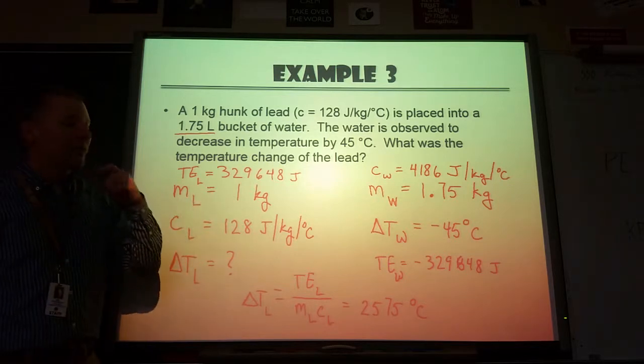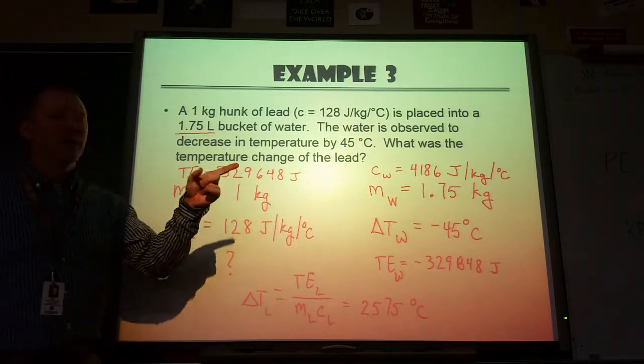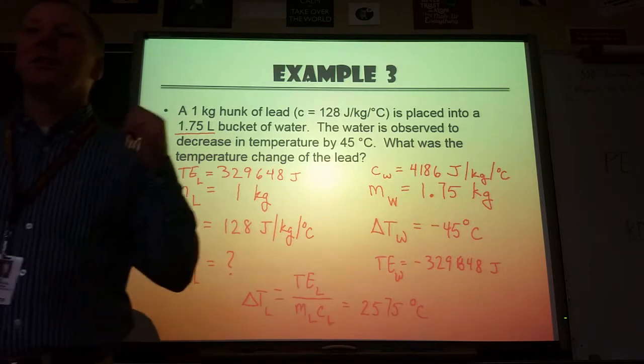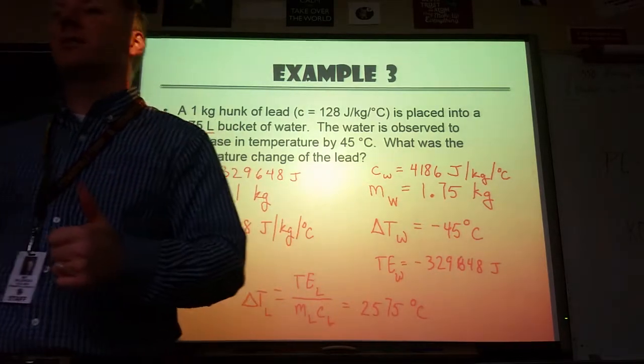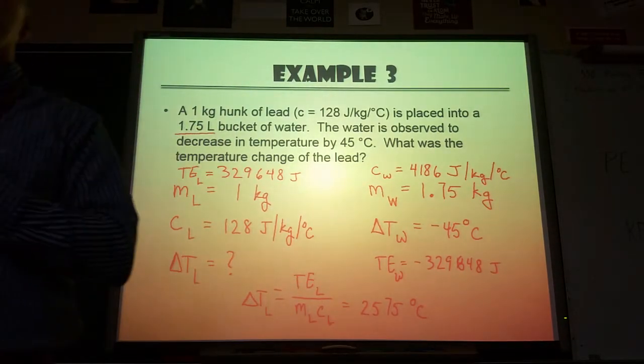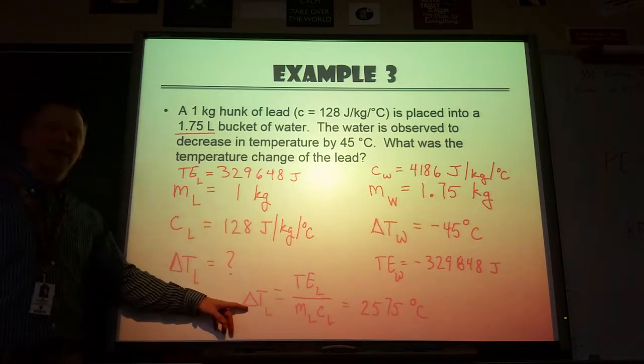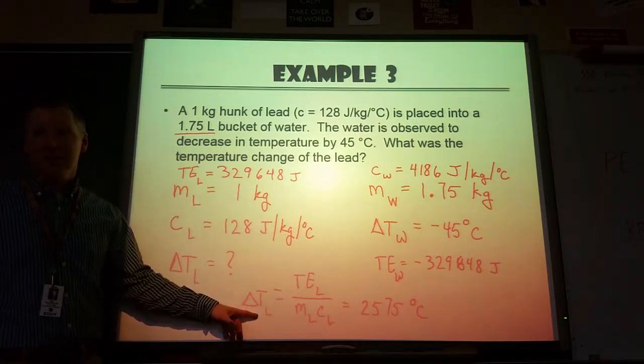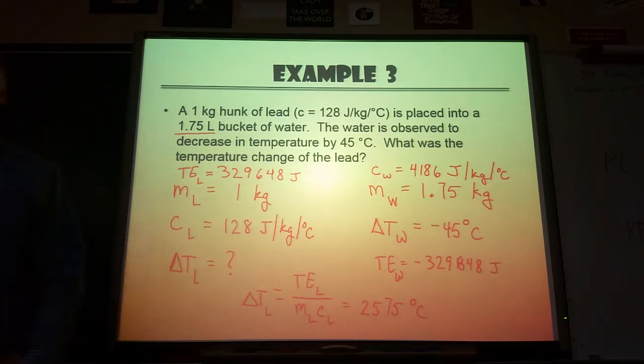You'll also have to rearrange our formula, which I'll write up on the board, to find different things. If it says what temperature did it start at or what temperature did it end at, you're always going to be looking for a delta T first, and then use that information along with the other givens.